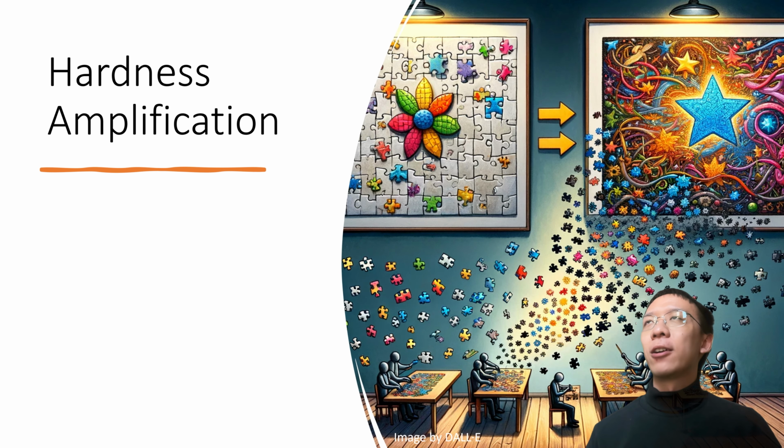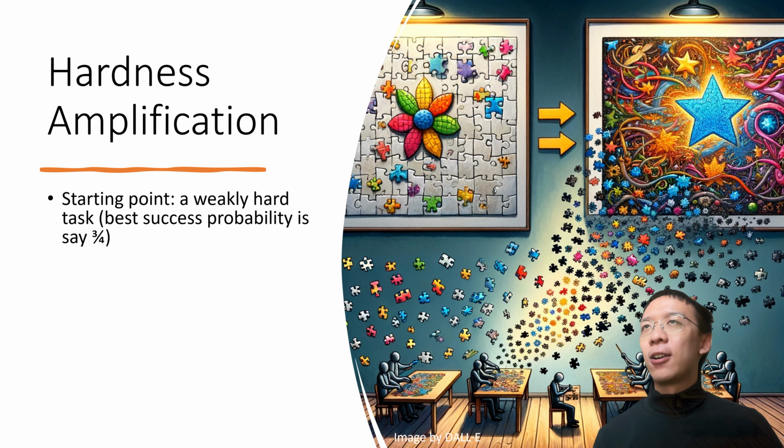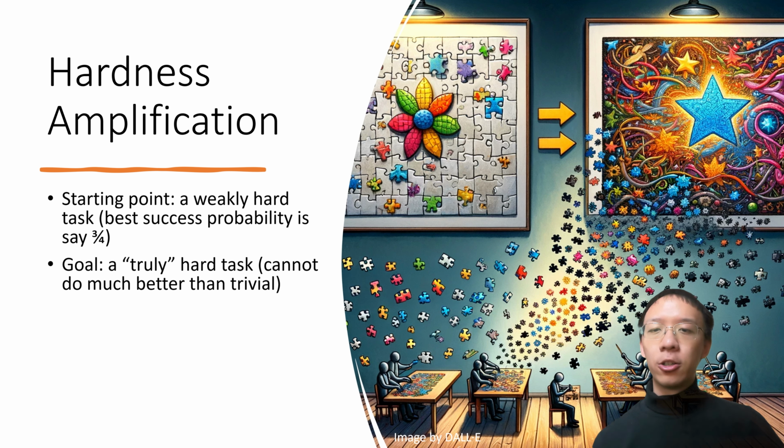So to introduce the background, the theme of this work is going to be hardness amplification. On a high level, the idea is that we're going to start with a weakly hard task, by which I mean that the optimal success probability of a bounded algorithm is, say, 3/4 or not much higher than 3/4. And the goal is to get a truly hard task, by which I mean that the algorithm that you consider cannot do much better than the trivial success probability. Let's say 1/2 or 0.